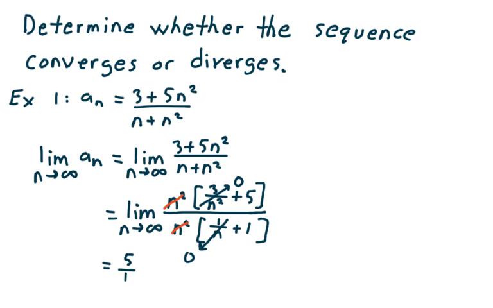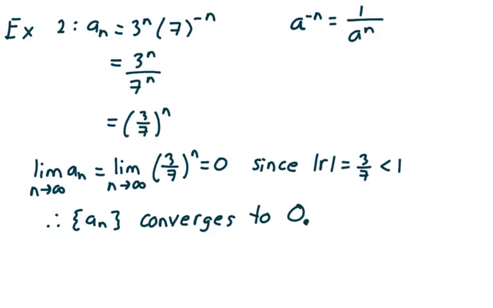And so therefore, we can say the sequence a sub n converges to 5, because 5 over 1 is 5. So that's how we do example 1. Let's take a look at example 2.